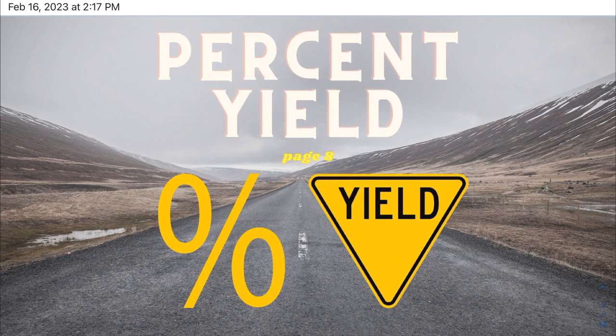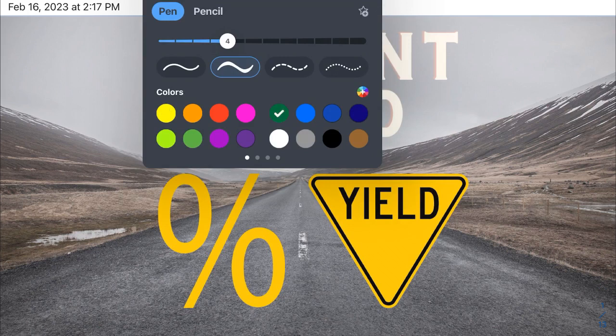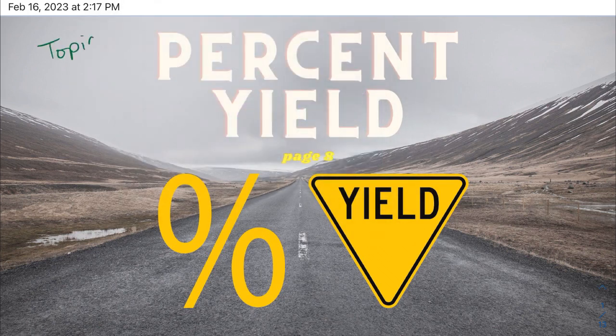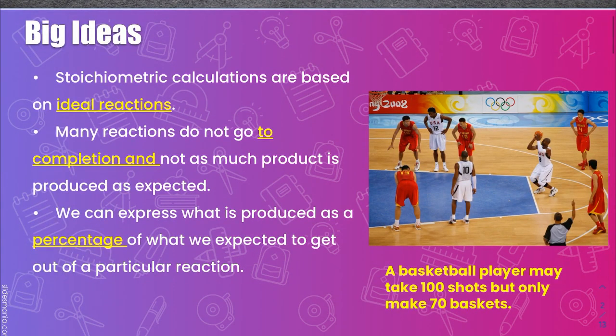On to topic 3 in your stoichiometry notes. This is called percent yield, and it's on page 8. Percent yield is obviously going to be a percentage. If you recall, percentages are always calculated in a certain way. It's always the part of something divided by the whole thing times 100. So we are going to be talking about the percentage of what we should get versus what we actually got. So let's talk about what that means.